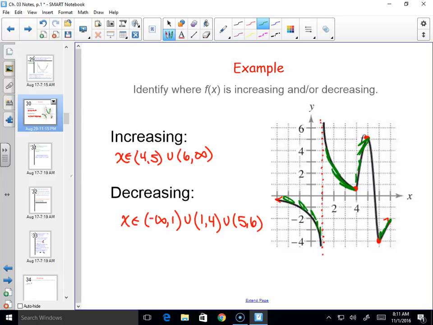And then there was one more place where the graph was negative, which was 5 to 6. Now I'll finish my Christmas tree. Okay? Are all those slopes negative? Yes, they are. There you go. Does that make sense?